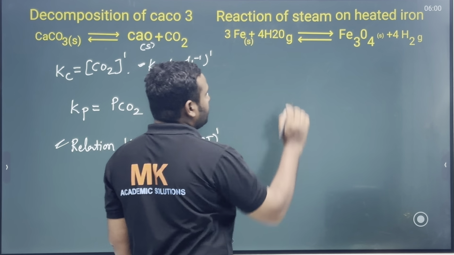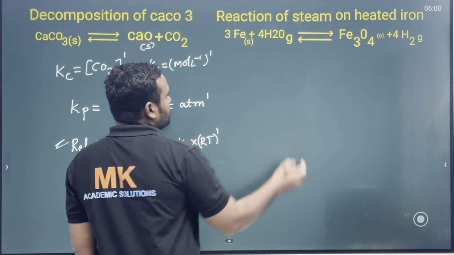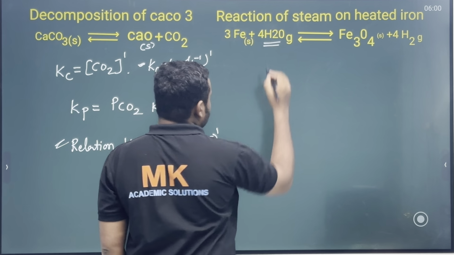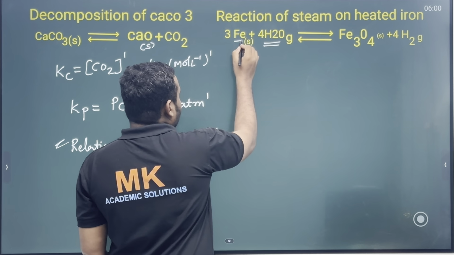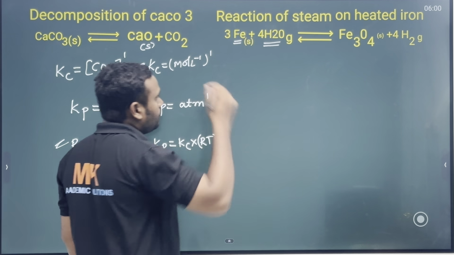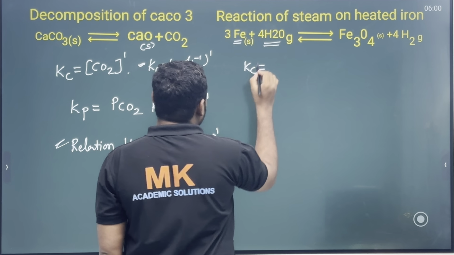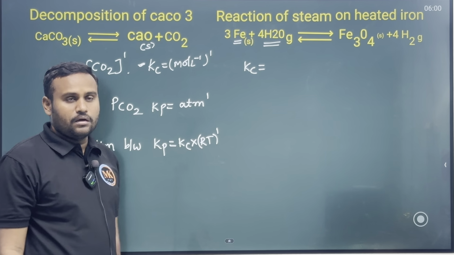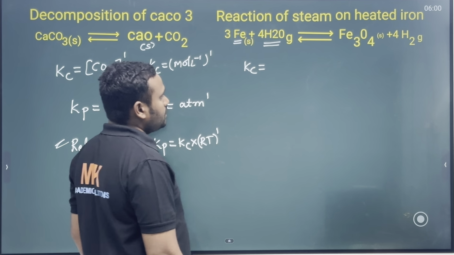Next, the reaction between steam and heated iron. This is the H2O gas, which is known as steam. The steam reacts with iron as in the following reaction. So now what is the Kc here? This is also a reversible reaction only. The reaction of steam on heated iron is also a reversible reaction.